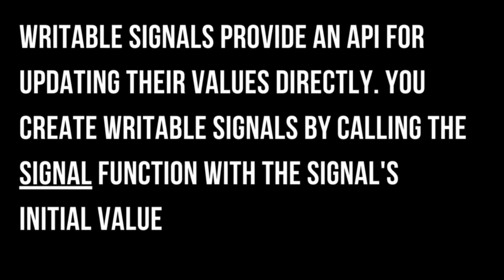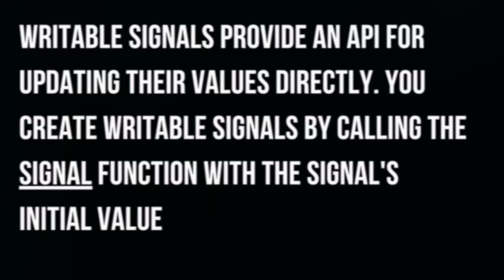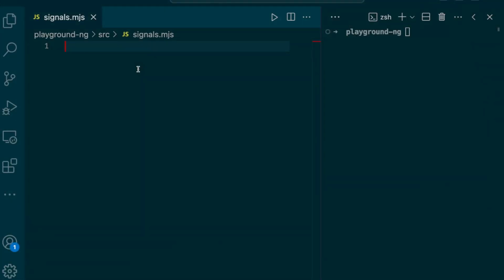Now let's look at writable signals. Writable signals are signals whose value can be changed, and also they can be created via the signal function. Now this signal function can be imported from the Angular core module. Let's see how to create a writable signal.